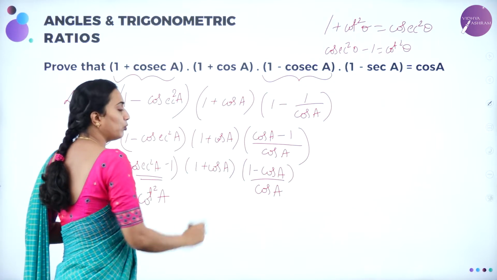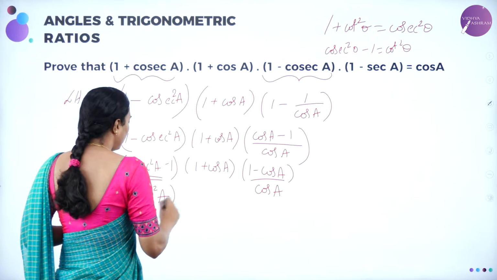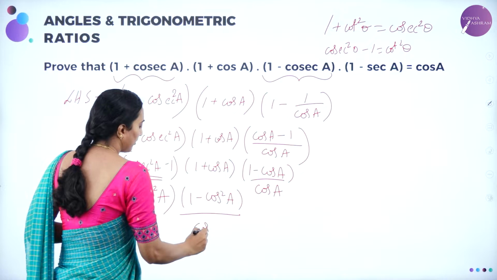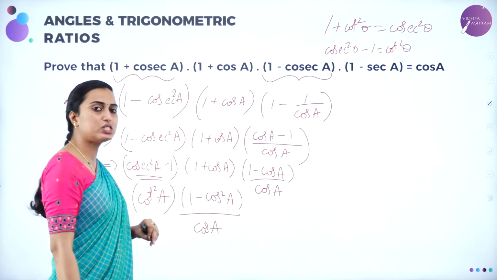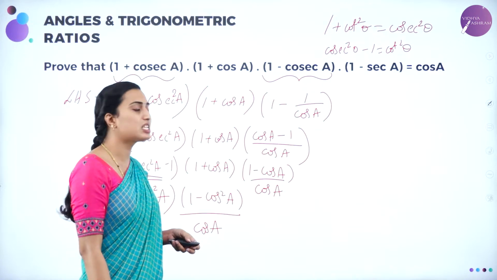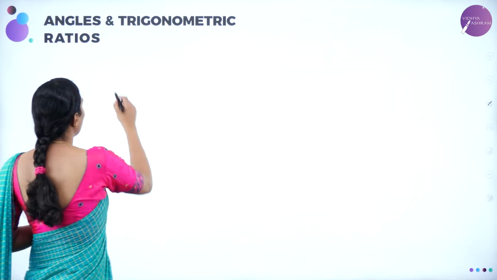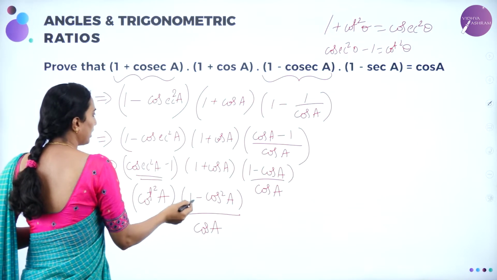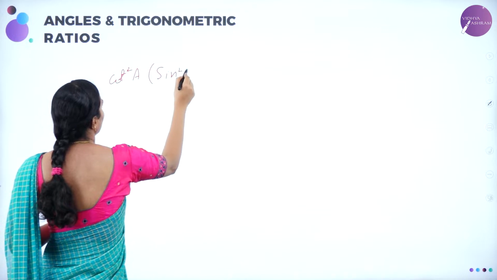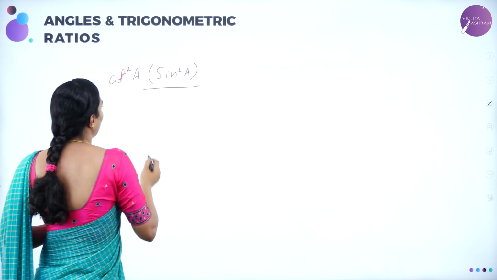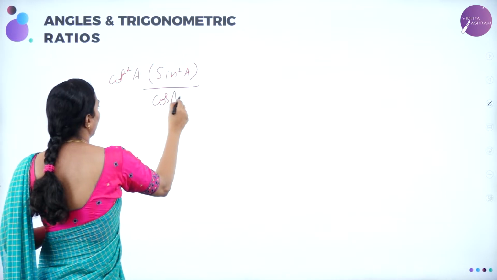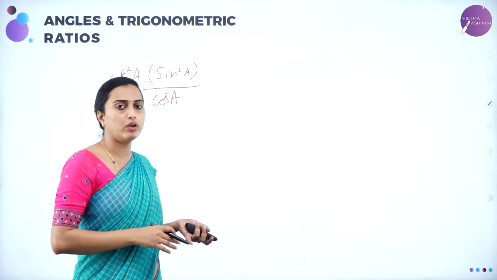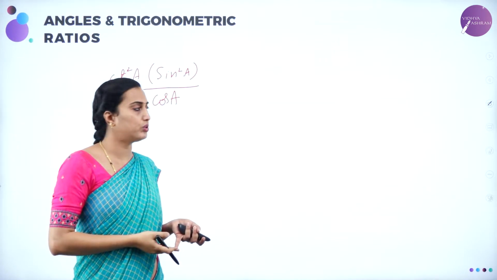Again 1 plus cos A into 1 minus cos A is 1 minus cos squared A divided by cos A. Now what is 1 minus cos squared A? Trigonometric identity, which is sin squared A. Therefore cot squared A into this, it will become sin squared A divided by cos A. Right? This is cot, this is cos. Remember that. Now what is sin A? Sin squared A by cos A is nothing but tan A you are going to have.